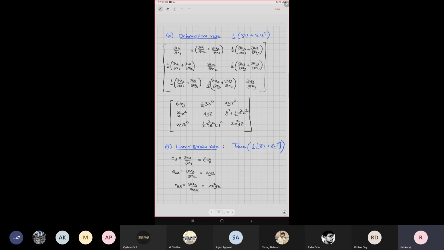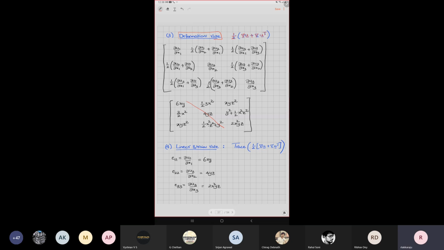Now, I would like to calculate deformation rate tensor. Let us use red color. Deformation rate tensor is half of your velocity gradient tensor del u plus del u transpose.